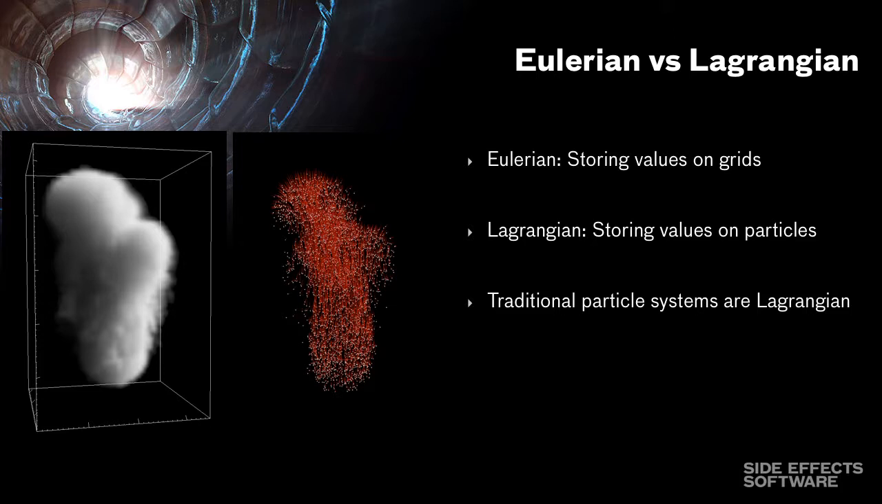Whereas if we had the smoke plume represented with particles, the temperature of those particles will stay the same as they move through the system because they're a property of the actual material, so they get advected with it. So most traditional particle systems are on that Lagrangian side of things.